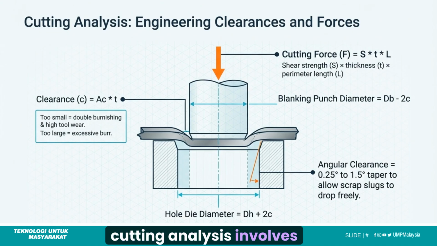Cutting analysis involves calculating the cutting force using shear strength, thickness, and perimeter length. Clearance is critical. Too small causes double burnishing, while too large results in excessive burr. Angular clearance allows scrap slugs to drop freely.